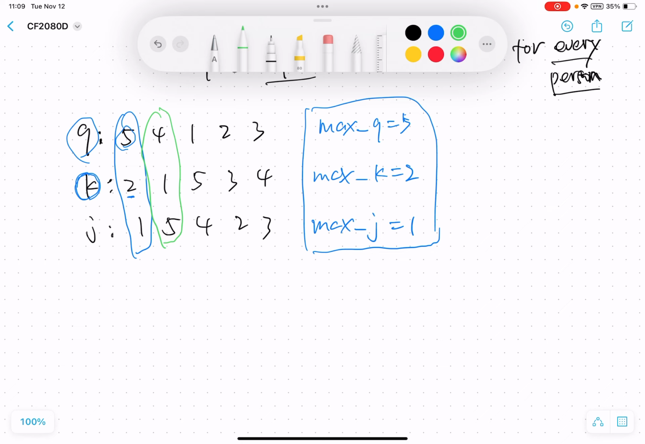So for step 2, that means x equals 2. That means the current index, the current card type, is 2.